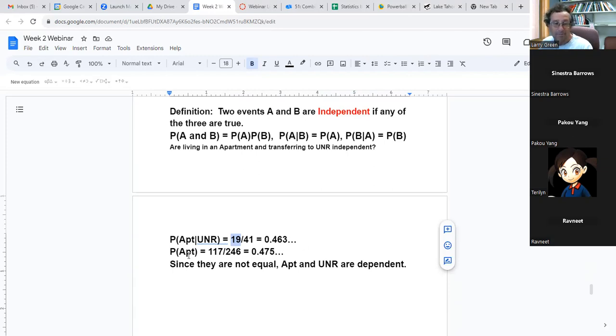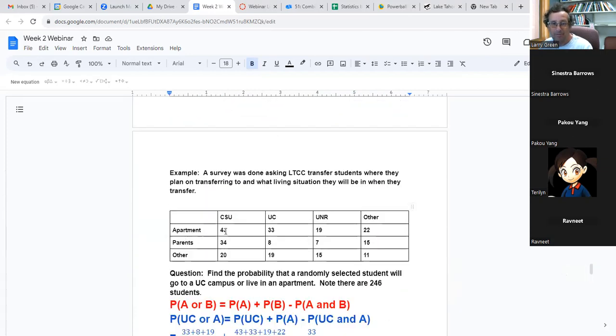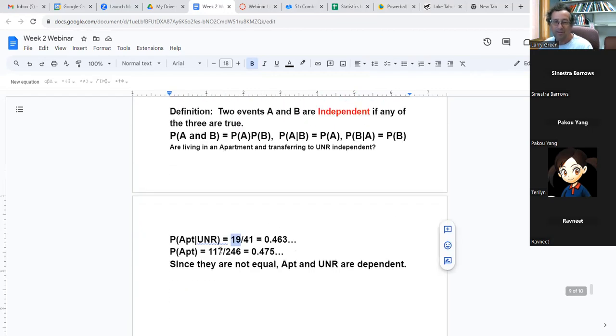Now the probability of living in an apartment. How many are living in an apartment? 43 plus 33 plus 19 plus 22. That was 117 when I did that one in my head. And then there are 246 in total. If I divide, I get 0.475. Okay, they're not equal. Do you agree? 0.463 and 0.475 are not equal. So if they're not equal, then we say living in an apartment and transferring to UNR are dependent events. Any questions on that?